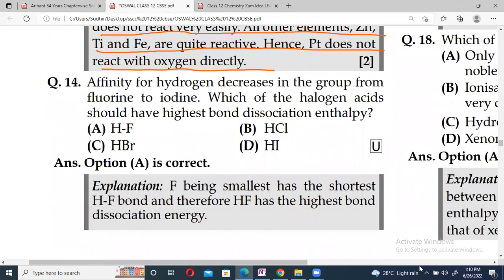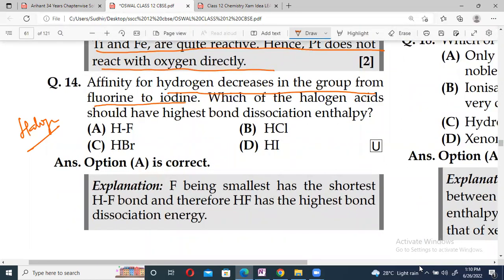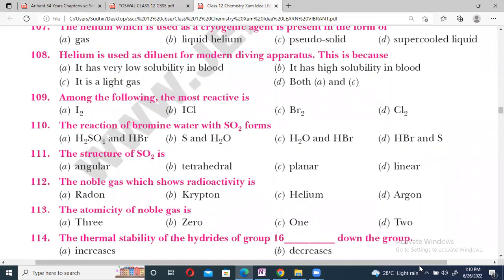But the affinity for hydrogen decreases in the group from fluorine to iodine. Now we are coming to the halogens, so this part we'll see later on. So till now, beta, we discussed the questions based on group 16. I have some more questions from group 16 that I want to discuss also. Please go through it, beta.